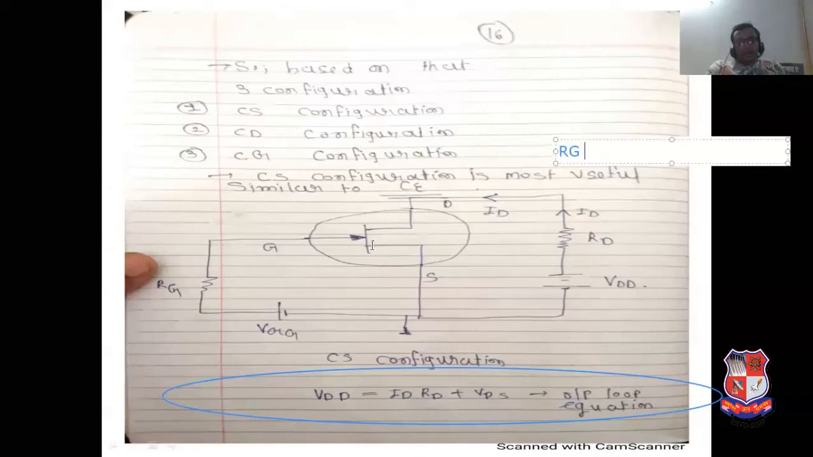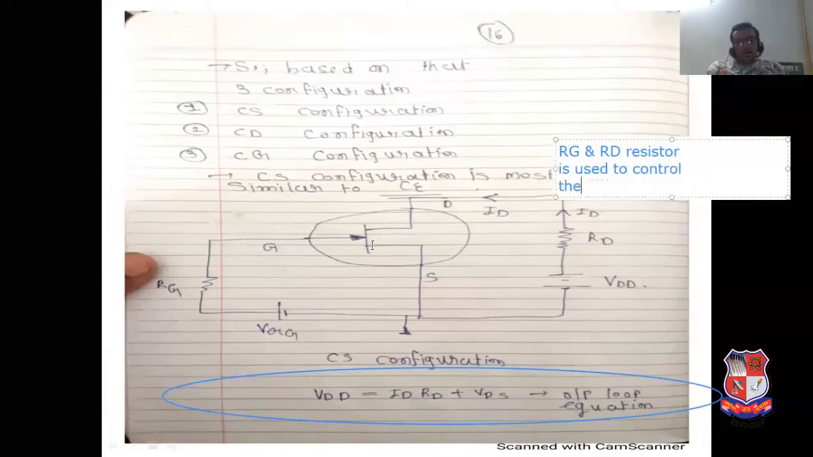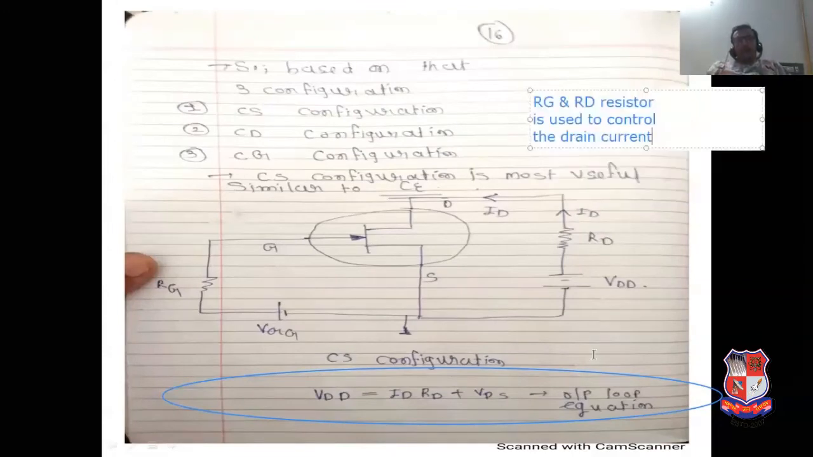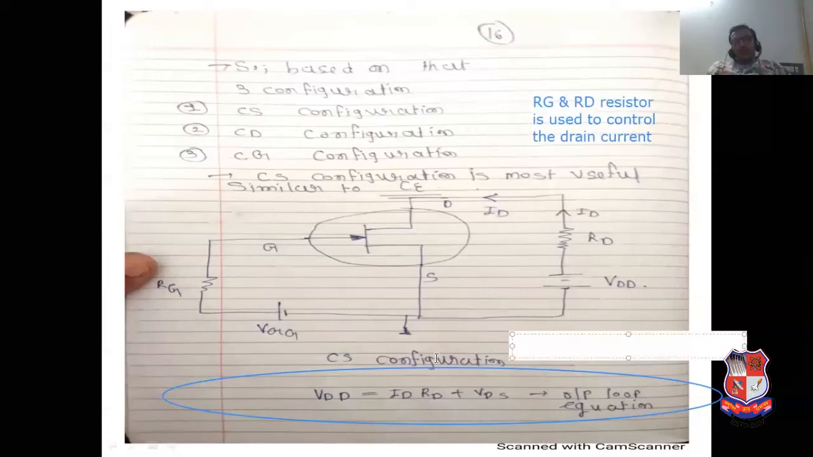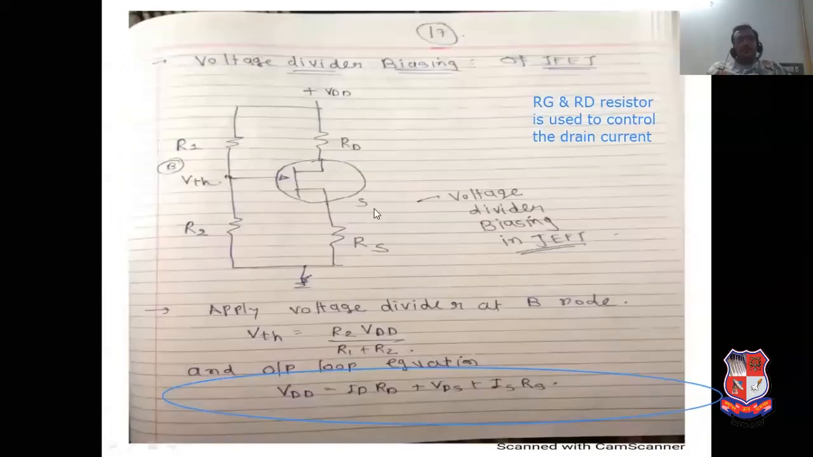RG and RD resistors are used to control the drain current. So this is the output loop equation related to the common source configuration.